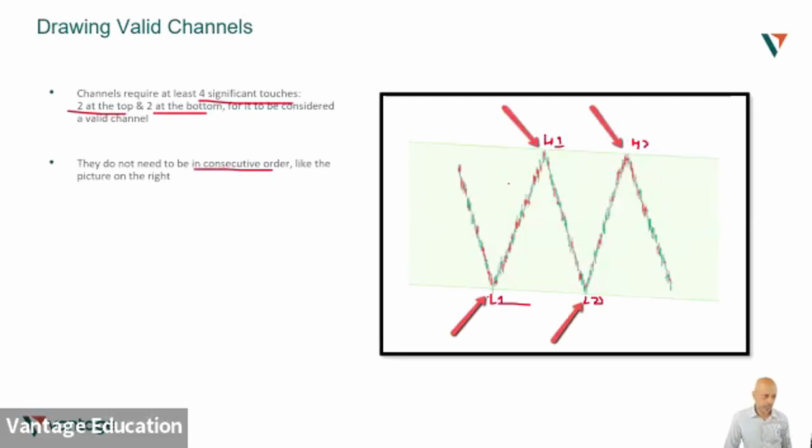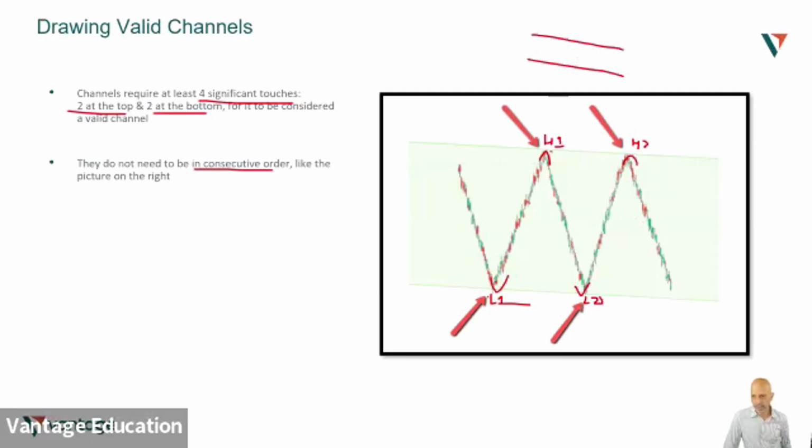Now what we have here is a downward channel, because we can see each subsequent swing high getting lower and each subsequent swing low also getting lower. So in a sense, the channel is tilted downwards. So what we have here is a downward channel, or a bearish channel.